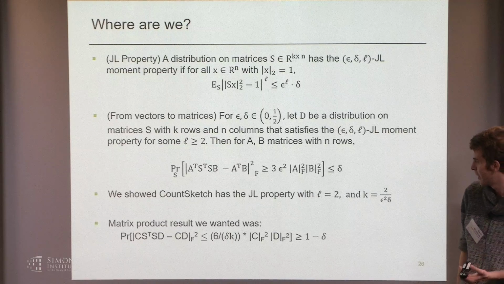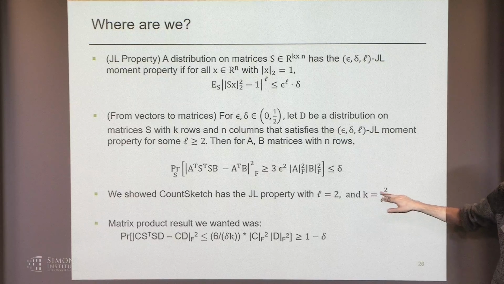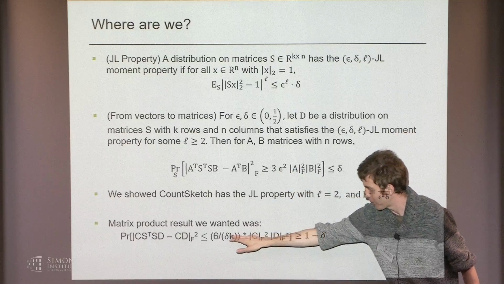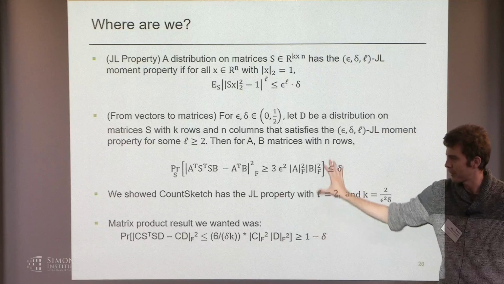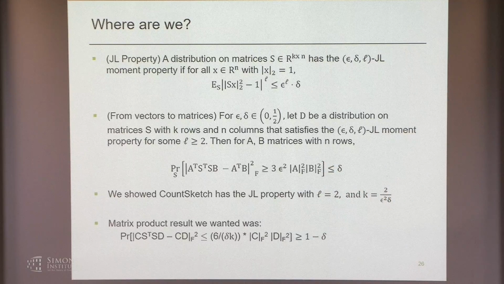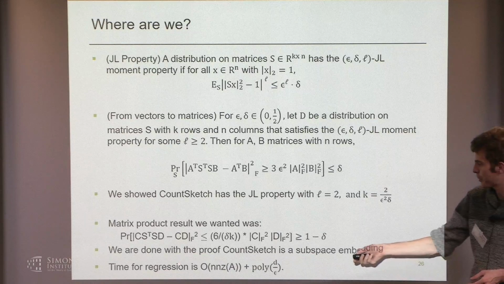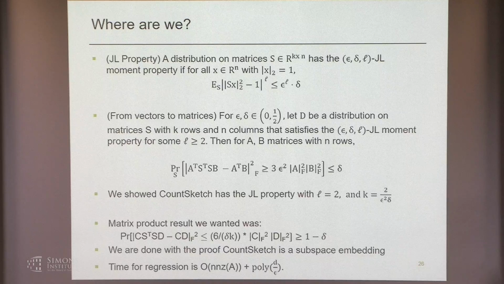Okay, so if I set epsilon squared equals 2 over k delta and plug it in here, then I get 6 over delta number of rows k, and I just make this delta. This is 1 minus delta. It's the same expression. Okay, so we're done with the proof that CountSketch is a subspace embedding, and using the connection to regression, we get input sparsity time, nnz of A plus polynomial in d over epsilon. Okay. Any questions?